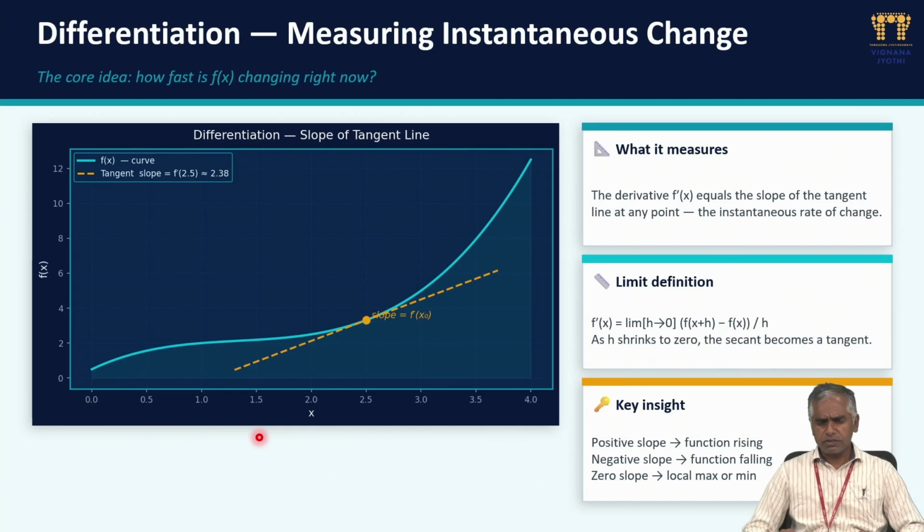What does it measure? It measures the slope of the tangent in geometry. When the slope is positive, the function will rise. When the slope is negative, the function will fall. When the slope is 0, the function has a local maximum or local minimum at that point.